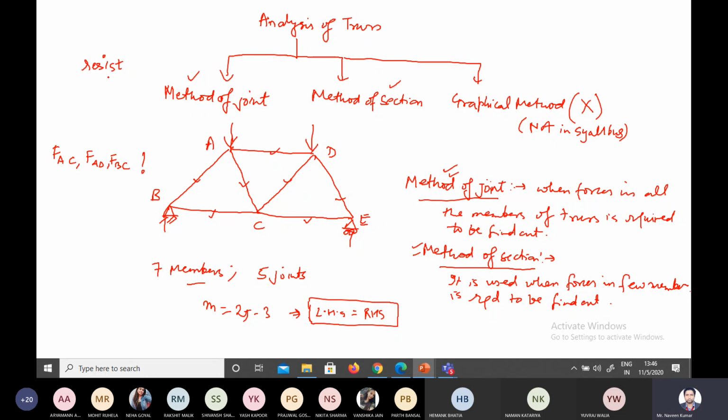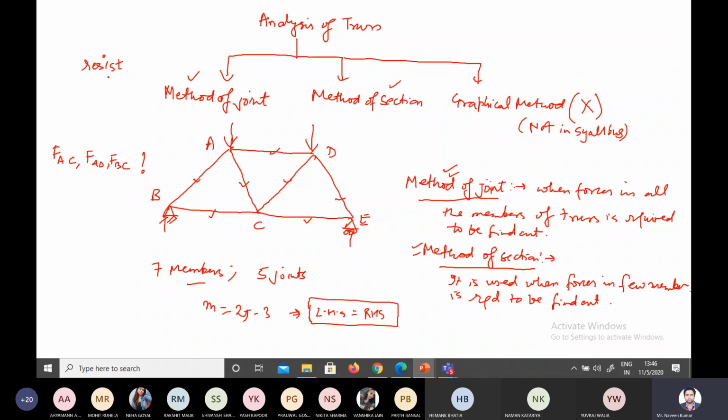Now comes classification of truss. I think you can make the classification by yourself: perfect truss and imperfect truss. I have explained you the diagram and m is equal to 2j minus 3 should be satisfied. And what is the second condition? It should not deform under the application of load. So you make these definitions of perfect and imperfect truss from the book.